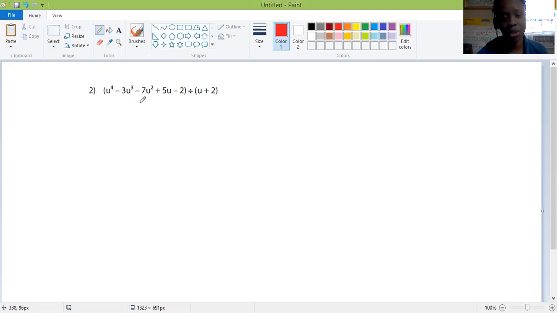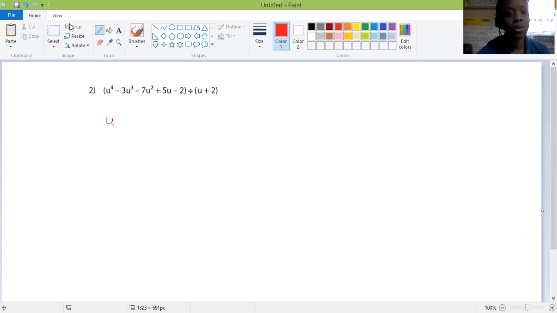So this is long division, and the problem is u to the fourth power minus 3u to the third power minus 7u squared plus 5u minus 2, all of that divided by u plus 2. In order for me to solve this problem, I'm going to use long division.